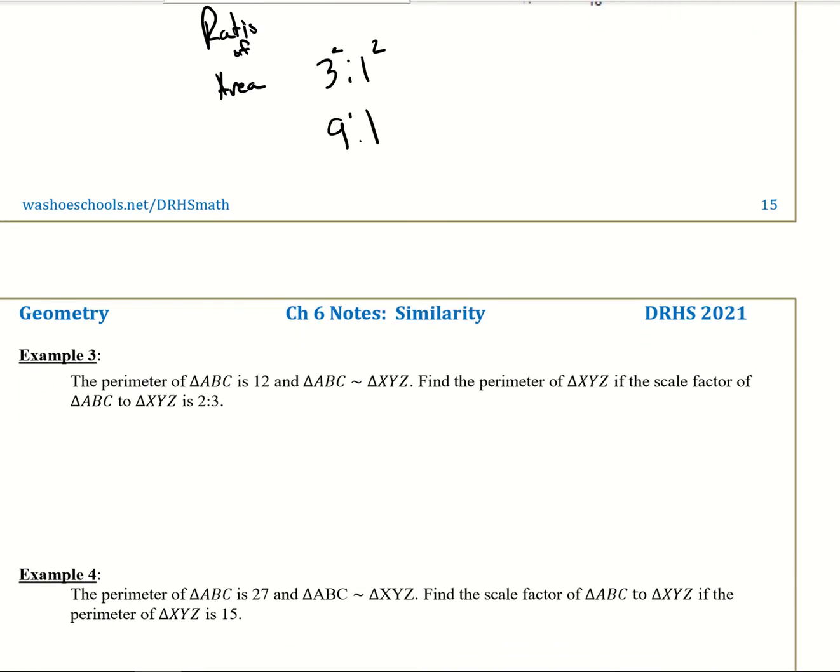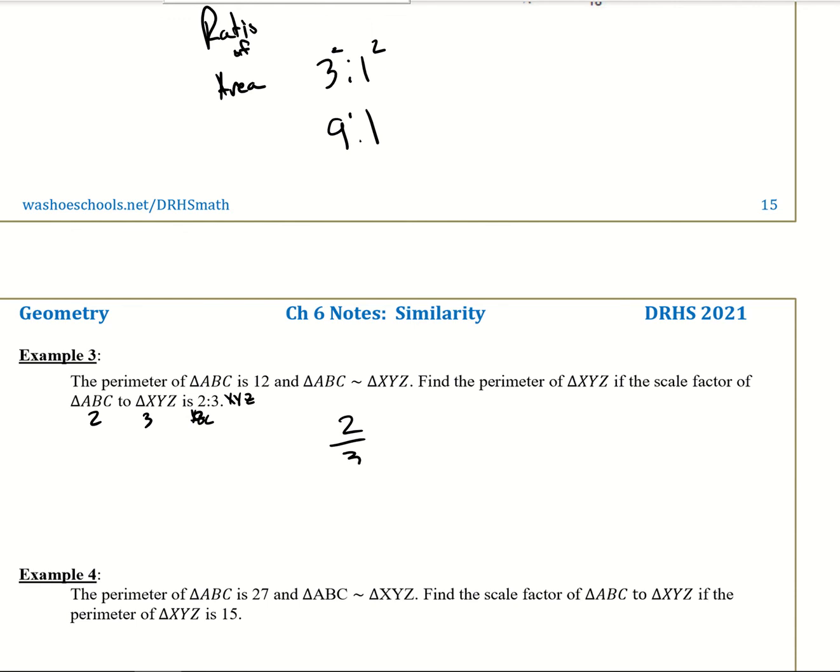So this is telling us that the perimeter of triangle ABC is 12 and that these two triangles are similar. Find the perimeter of XYZ given the scale factor of ABC. So this is ABC and this one is XYZ. You could also do it like this. This one's 2, this one's 3. So there's your scale factor.